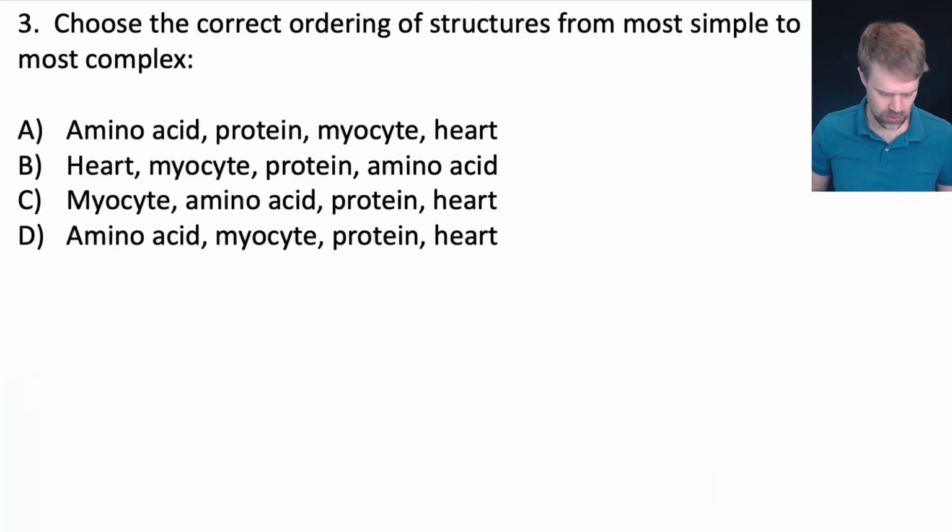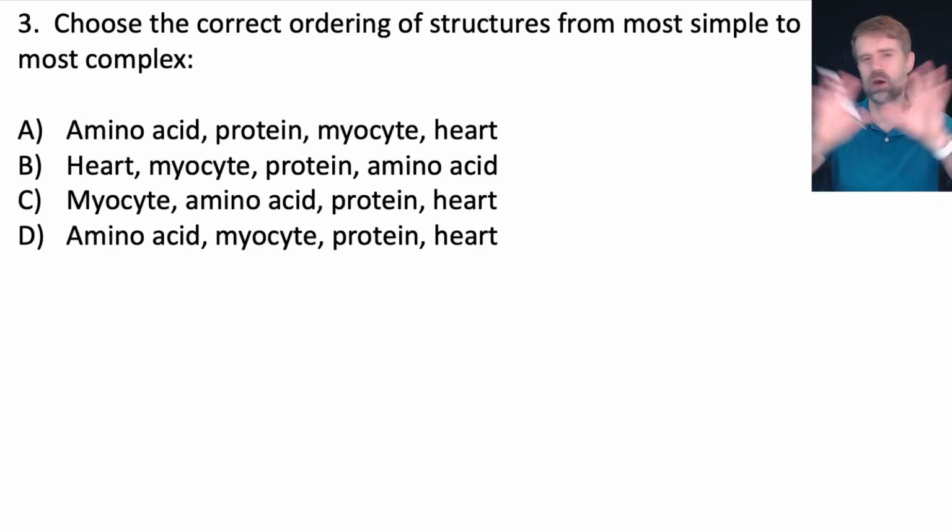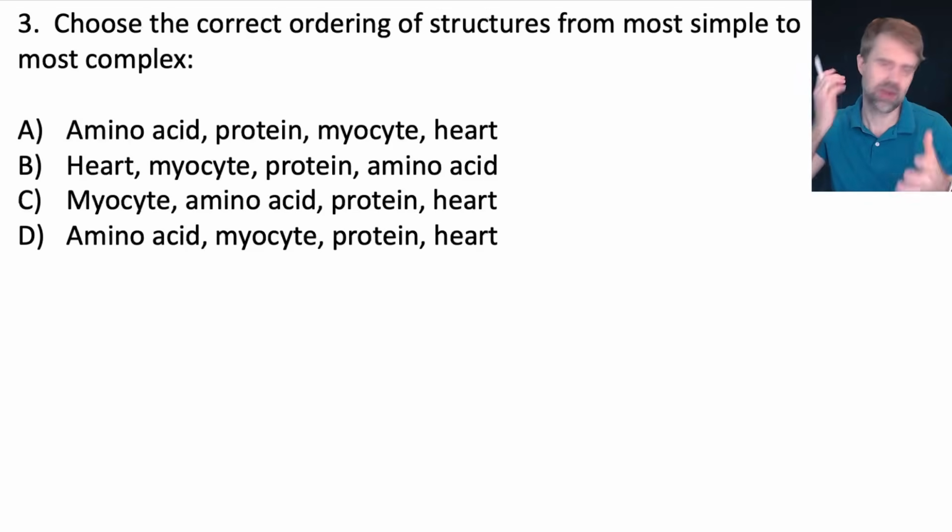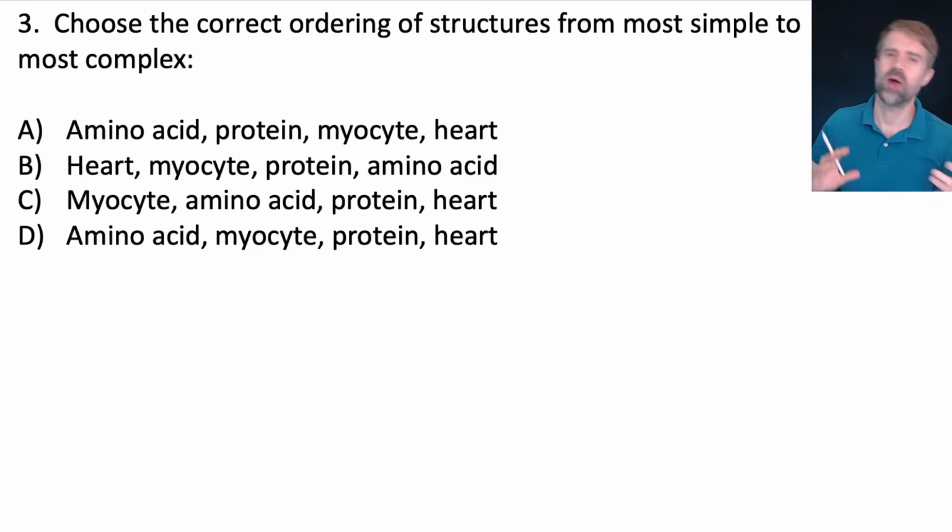Okay. Question 3. Choose the correct ordering of the structures from most simple to most complex. Okay, and I'm not going to read each one of these. You might want to pause the video if you really want to do it. But basically, we have 4 choices, okay? And it's like myocyte, amino acid, protein, heart. Most simple to most complex.